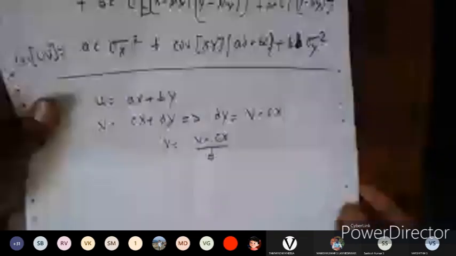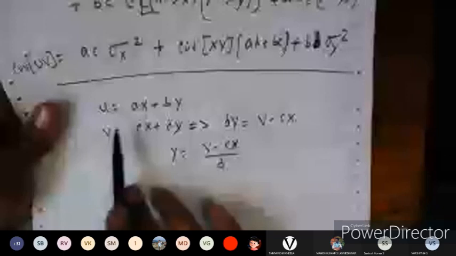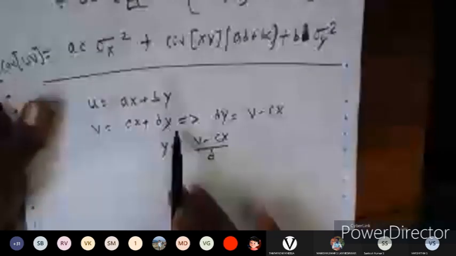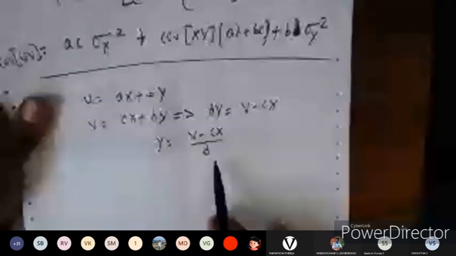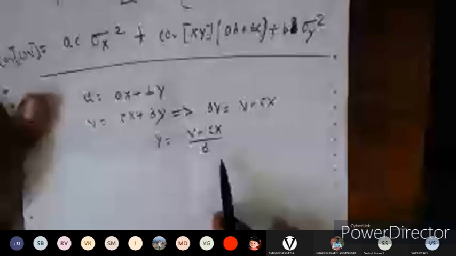Okay, you can see now. So we have u is equal to ax plus by, and v is equal to cx plus dy. From this one, I am solving for the y here. So y is nothing but v minus cx divided by d. Okay, so done, right? You got it right?